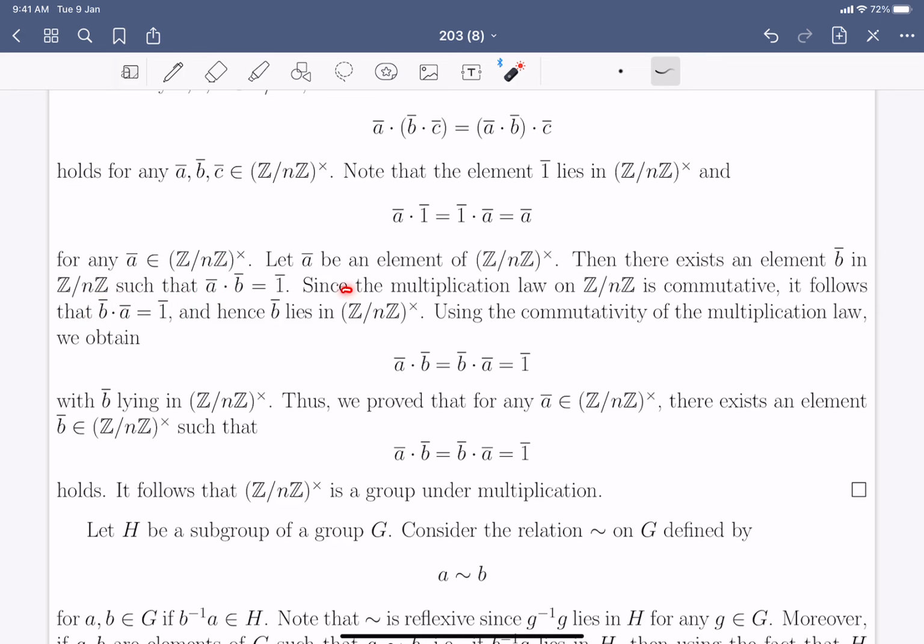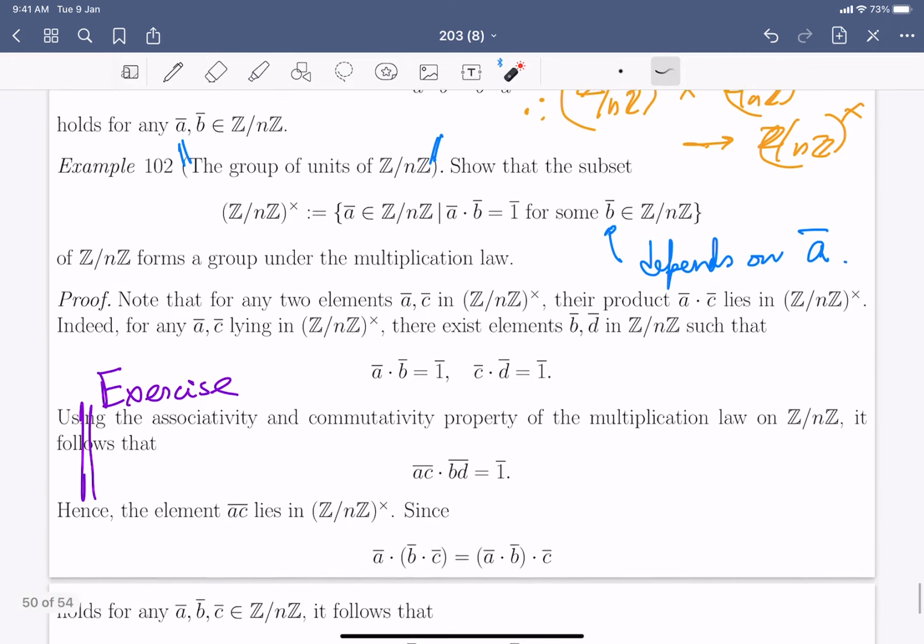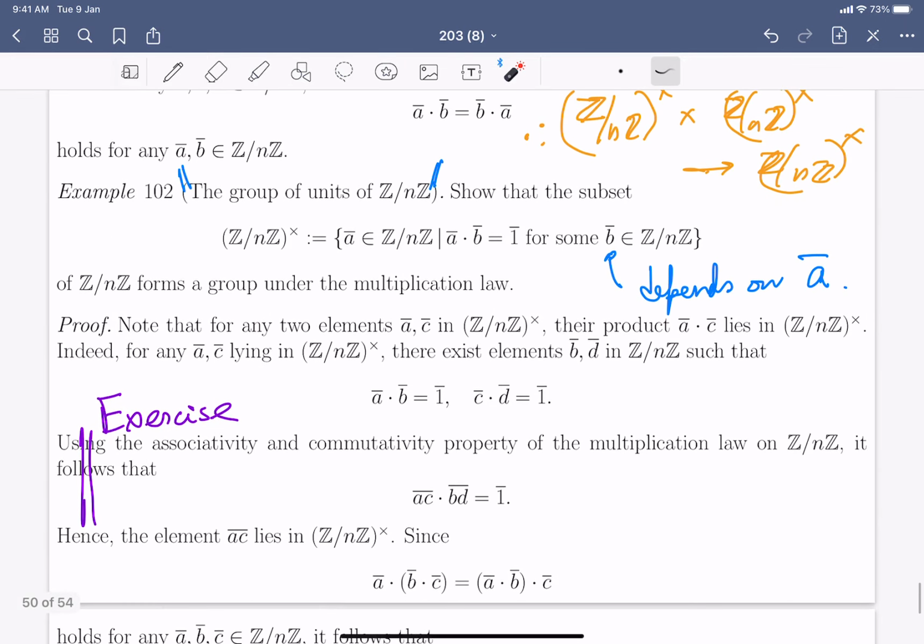So by definition of Z mod n Z cross, b bar lies inside Z mod n Z cross. So let's recall the definition. Some element of Z mod n Z lies inside Z mod n Z cross if that element times something else gives you 1.